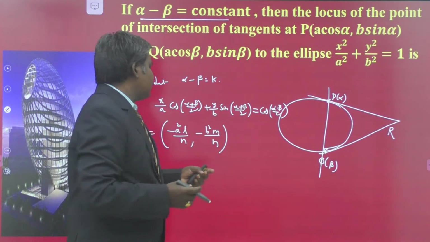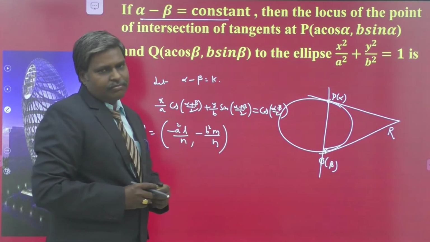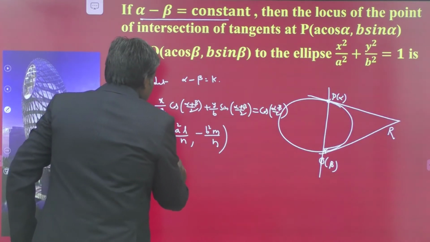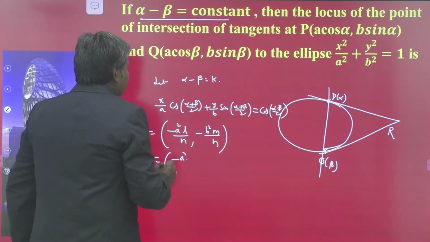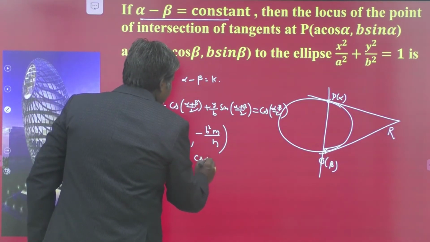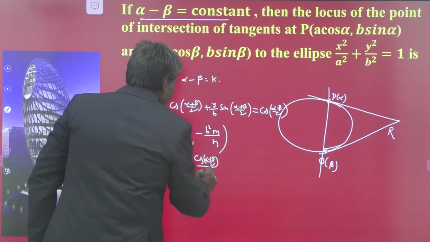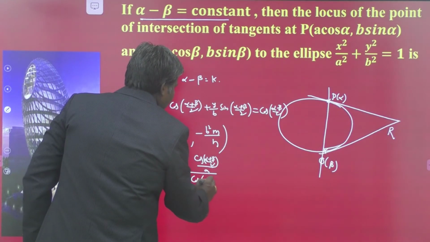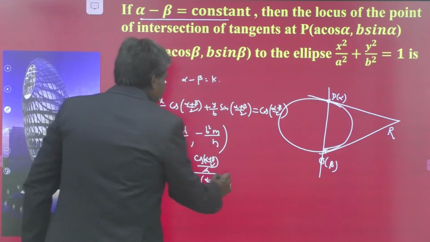In the same way as in the circles chapter, instead of a square we are having minus b square. That's all. So that is equal to minus a square into L, that is the x coefficient, cos of alpha plus beta by 2 by a, by n, which is minus cos of alpha minus beta by 2. Minus minus gets cancelled, a also gets cancelled.